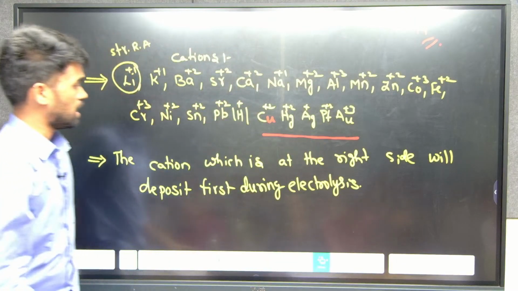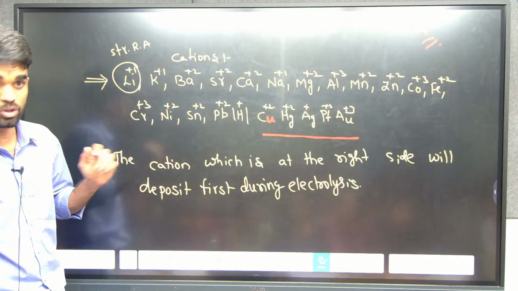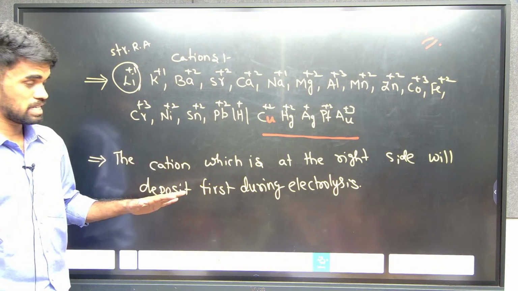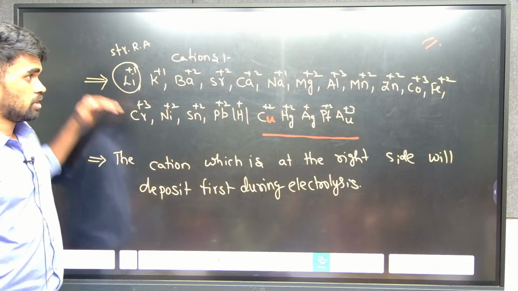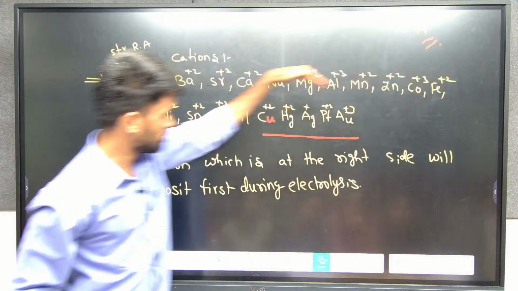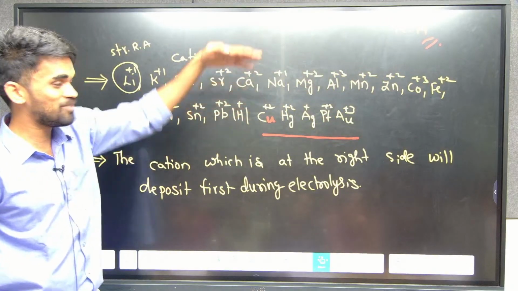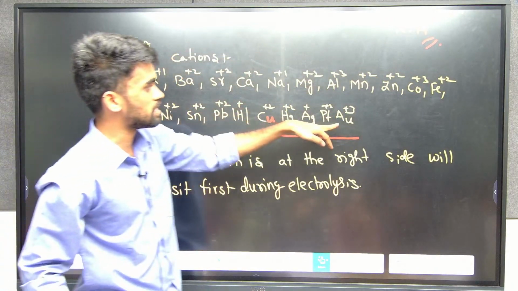So which metal ion or which cation will deposit first during electrolysis? The one which is at the right side. Who is at the right side? Topmost right. Continuation this one also. There we do not have space now. So who is at the right side?